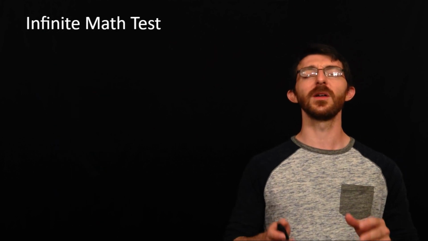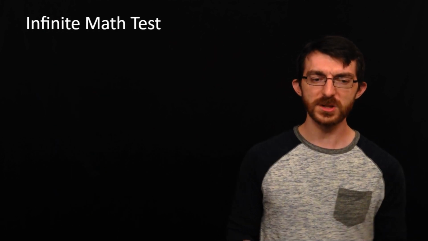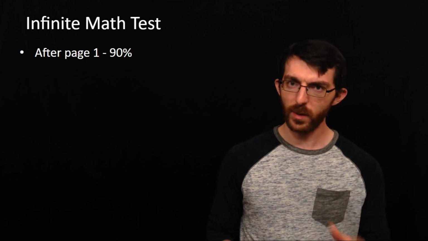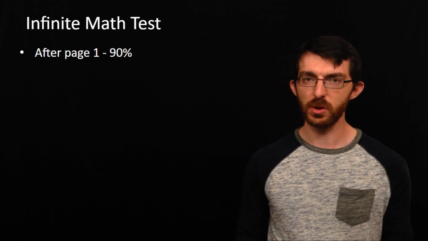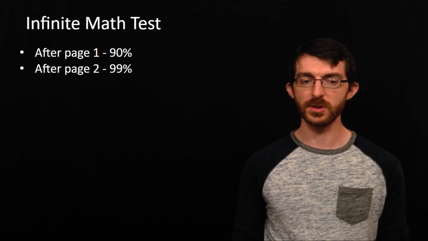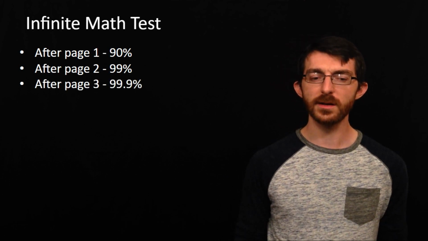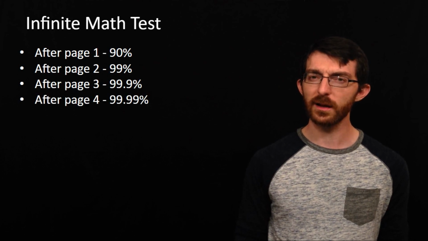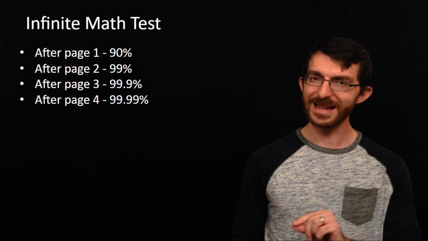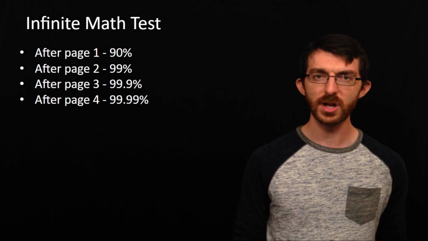All right, so time to analyze this. Let's see what's going on. First of all, after page 1, you had 90%. After page 2, you had 99%. After page 3, it was 99.9%. You can kind of see a trend here, right? It looks like the number of 9s increases every page that you complete.